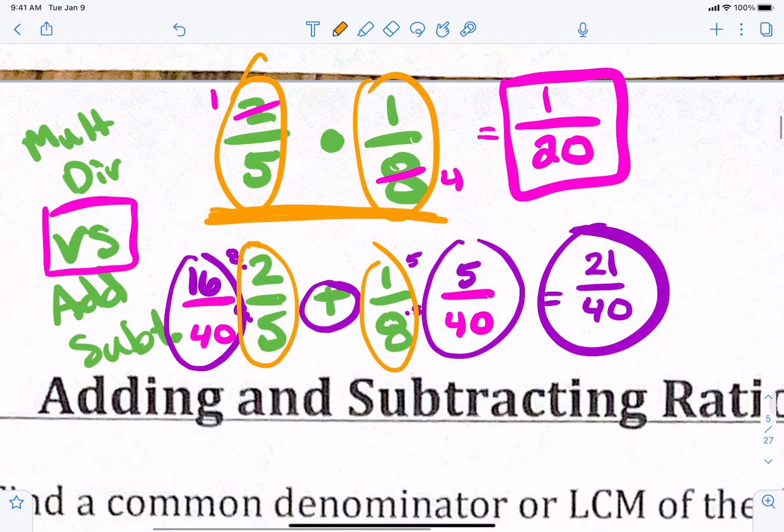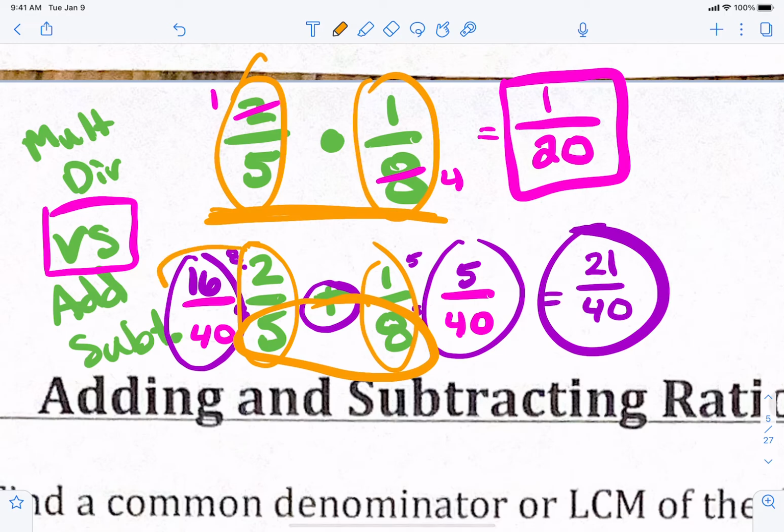But here, this is going to be the process that we're using today. This is why this is a little bit harder. Adding and subtracting is harder than multiplying and dividing. 2/5 plus 1/8, we find a common denominator of 5 and 8, which is 40. And then we look at the 5 and we say, what do we take times 5 to get 40? That's 8. Take 2 times 8 also, and that's 16. Same thing over here. We're going to multiply by 5.